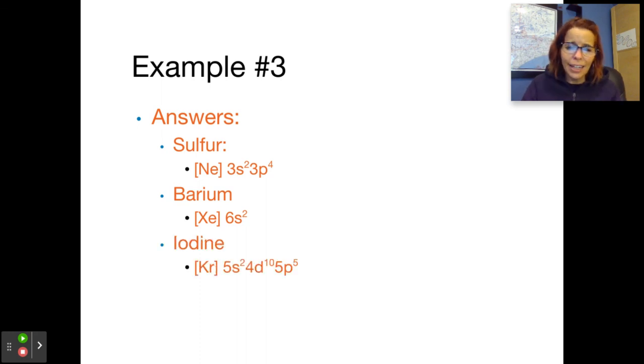And then for iodine, there were quite a few. So krypton is the noble gas that came before, and then there were 2, 12, 5, so 17 electrons that came after krypton that we had to write out. But it's still a lot shorter than if we had to write all of iodine out.